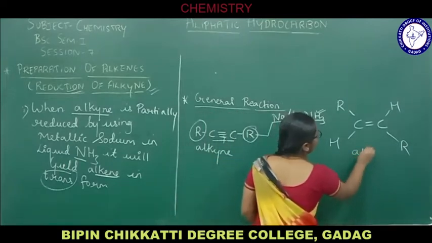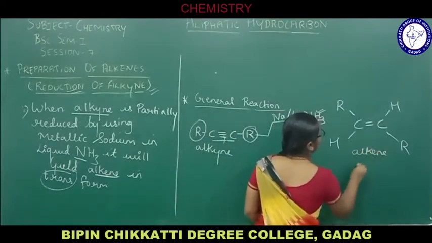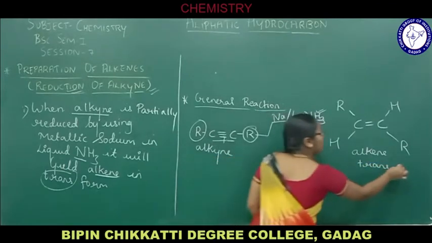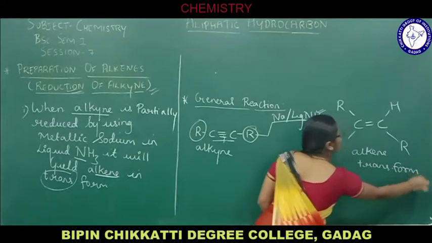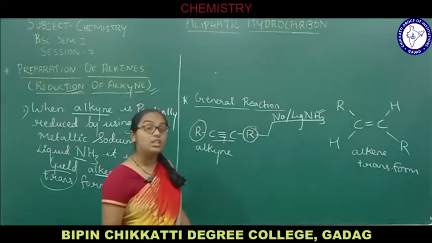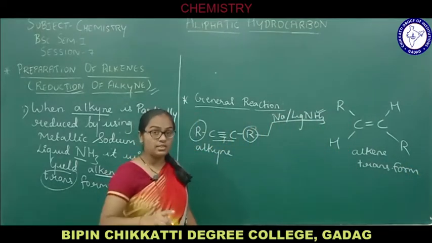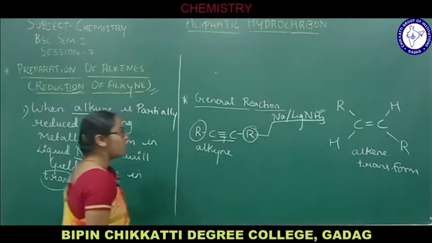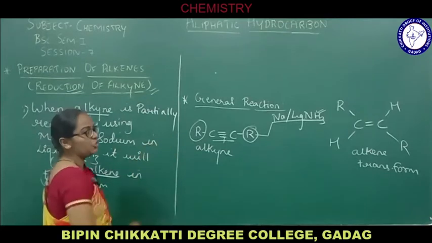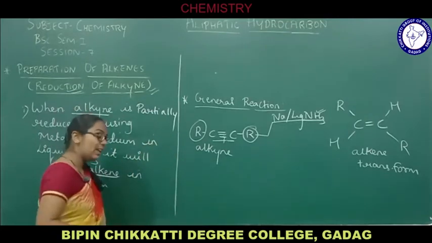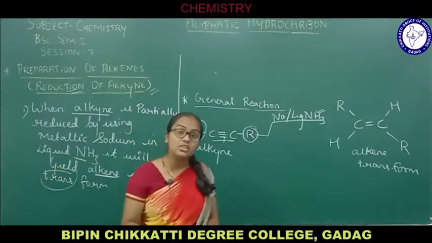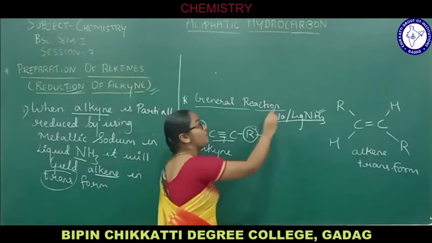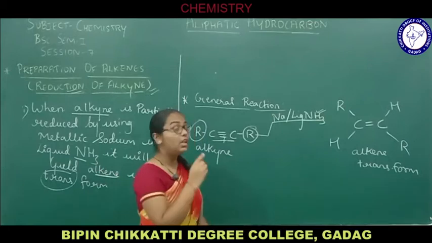So here the alkene is formed, which is present in the trans form. Trans form means what? The two hydrogen atoms will combine to the carbon-carbon double bond in an opposite fashion. Okay, so that was all about the stereochemistry of the alkene which is formed when an alkyne partially undergoes reduction in the presence of metallic sodium, in liquid ammonia.